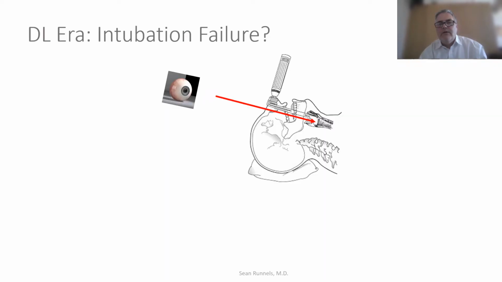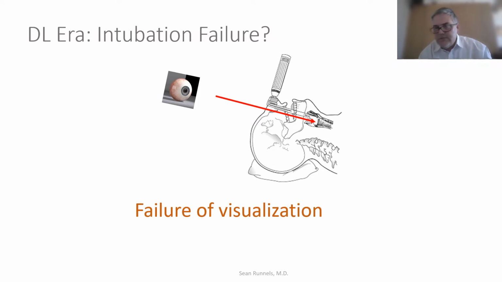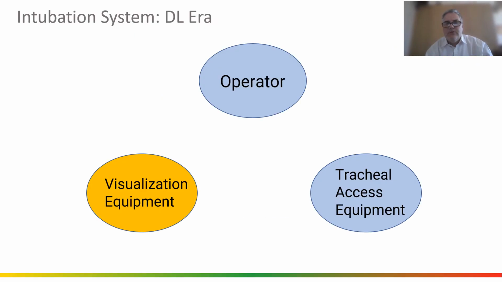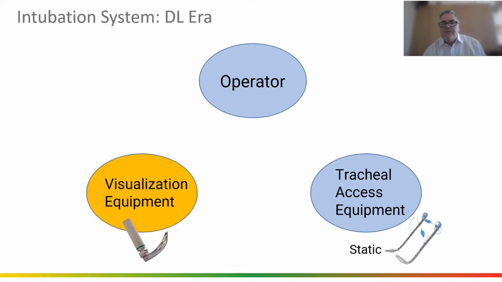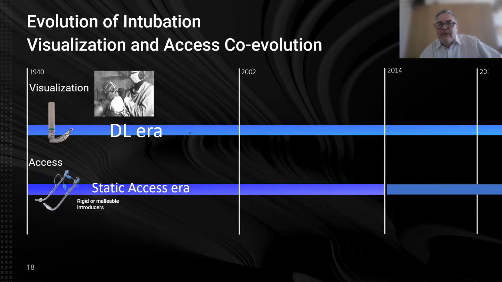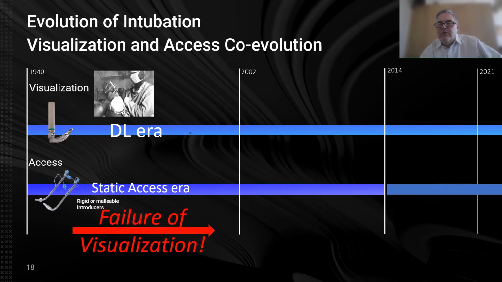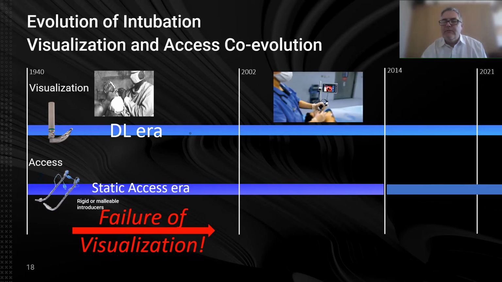Why do we fail with a direct laryngoscope? It's a failure of visualization. If we can't see, we can't access the trachea. So here's our DL intubation system: visualization equipment, direct laryngoscope; tracheal access equipment, static; operator, single operator. Okay, back to our timeline. Why do we fail with DL? Failure of visualization. So that failure drove evolution of the visualization component, and we ended up with the video laryngoscope.